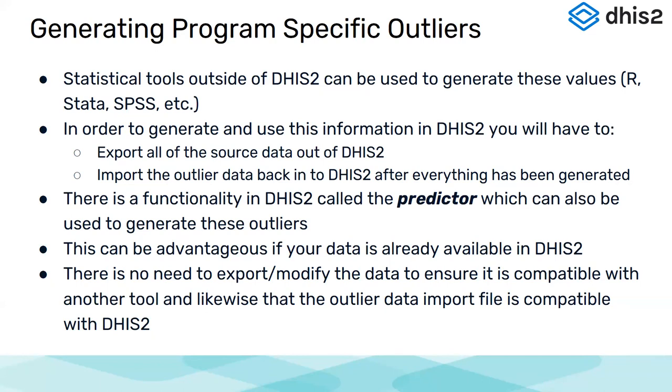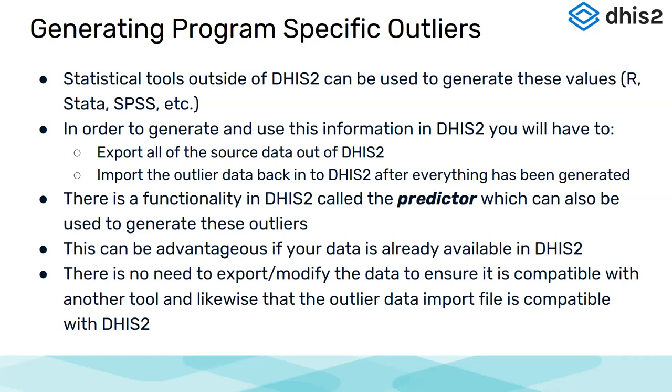To generate those outliers, they are suggesting these three tools, but if you have another one, you can use another one. And in order to use the outlier values you generated outside the DHIS2, you have either to import those data back into the DHIS2, there is a mechanism using the API, or you can export data from the DHIS2 and import them into those other statistical tools and compare the data outside the DHIS2, or you import the outliers from those outside tools and you compare them in the DHIS2.